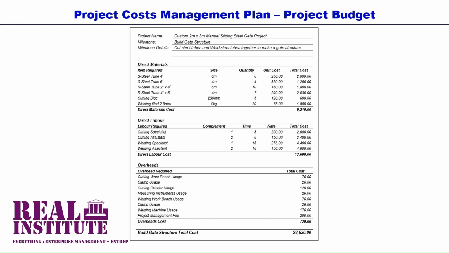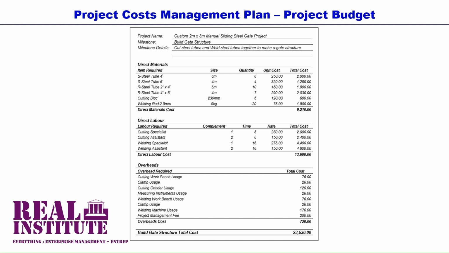Then a cost of 1,500 is for 20 2.5 millimeter welding rods of a 5 kilogram pack, where a single pack of rods costs 76, and therefore 20 packs will cost 1,500. And the total cost of all the direct material activities of the build gate frame phase is 9,210. Then we proceed to the direct labor cost.